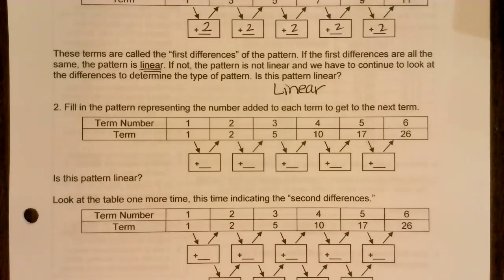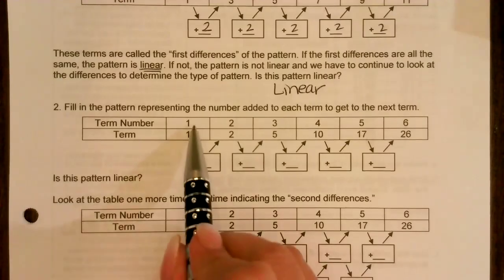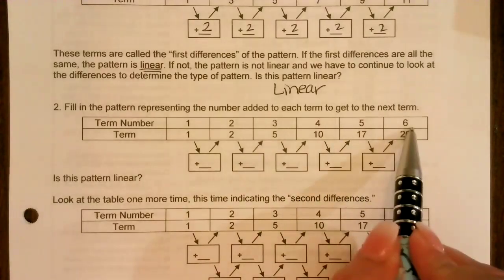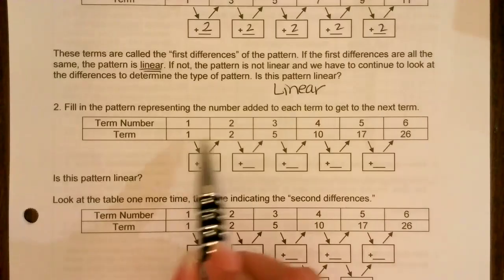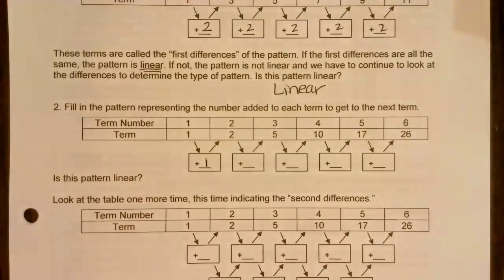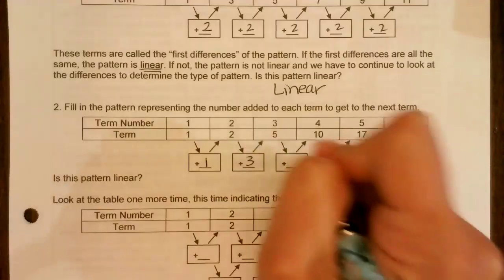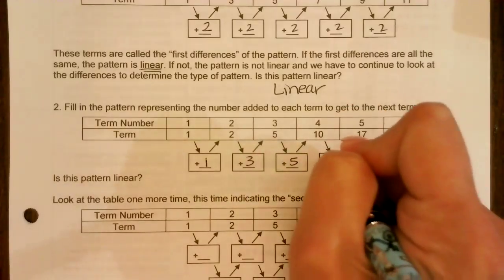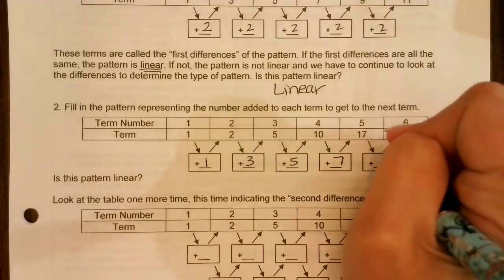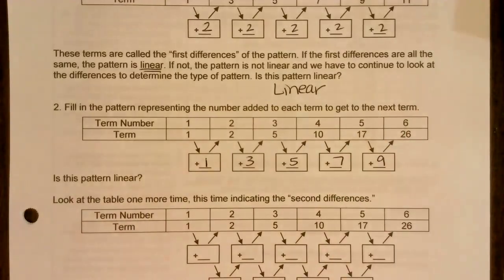All right, for our second one here, it says fill in the pattern representing the number added to each term to get to the next term. Again, we're looking for those first differences, and we can do that because these are an equal distance, our x values or our independent variable. From 1 to 2, we've got a difference of 1. From 2 to 5, we have a difference of 3. And then 5, 7, and 9. In this case, these first differences are not the same. So this pattern would not be linear.